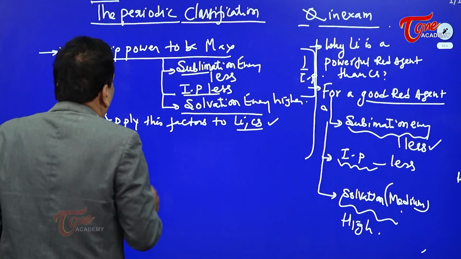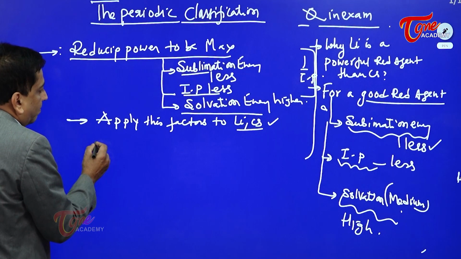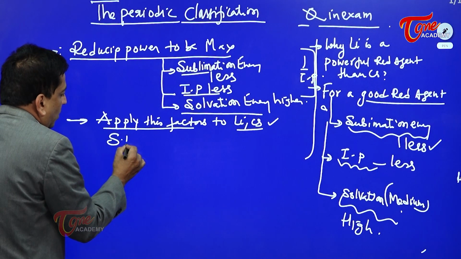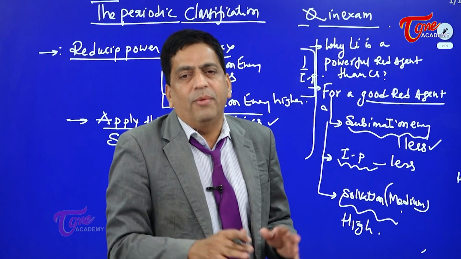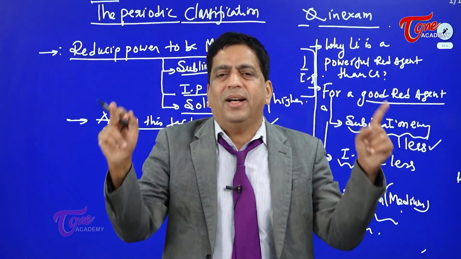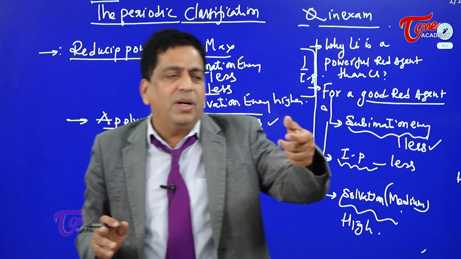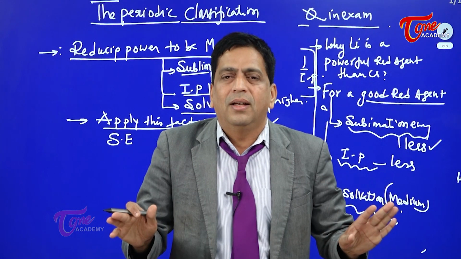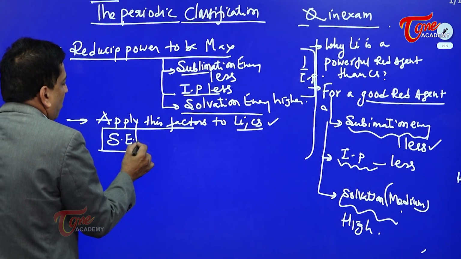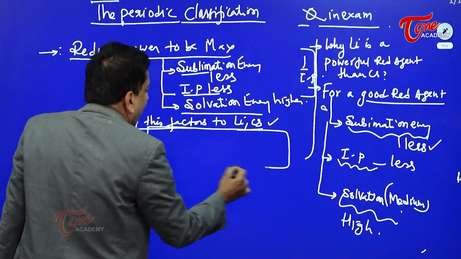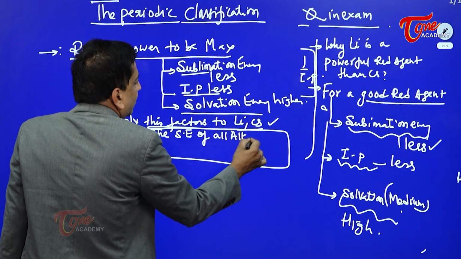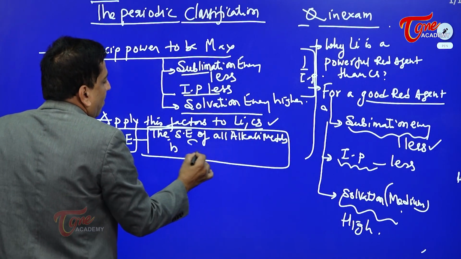When you want to apply them, it is like this. Watch carefully here. For lithium, first the sublimation energies. The sublimation energy should be lesser. And this might be a question which I'm highlighting in a box. You want to choose an element between lithium and cesium whose sublimation energies are lesser. If you want to choose by sublimation energies, then let me tell you, the sublimation energies of all alkali metals are the same.